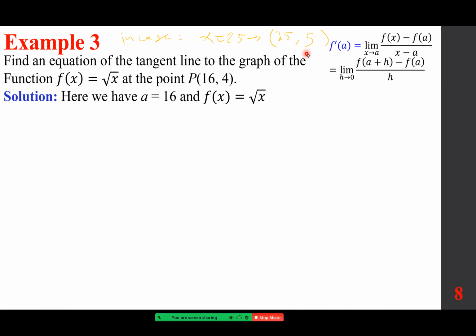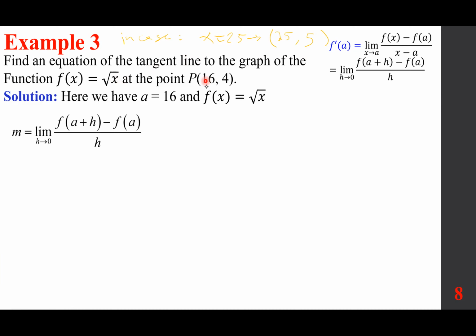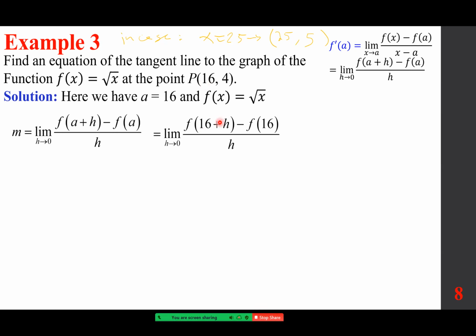Just plug in. So we want to find the slope first. We are going to use one of the formulas, and we're going to replace the a with the x coordinate of the given pair, namely 16. So what is f of 16 plus h? Plug it in here, square root of 16 plus h, minus f of 16. You really have two choices. Just use 4, it's given, or write square root of 16 equals 4. Either way is fine. I like to keep it as square root of 16 in case we have something other than that which doesn't come out.